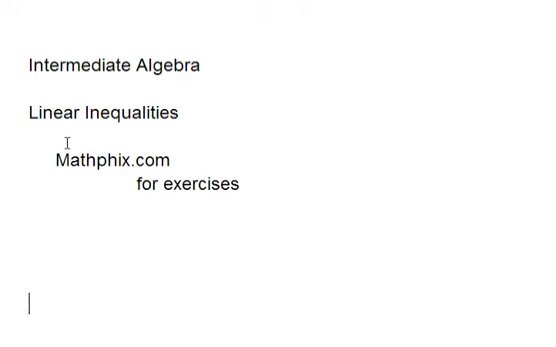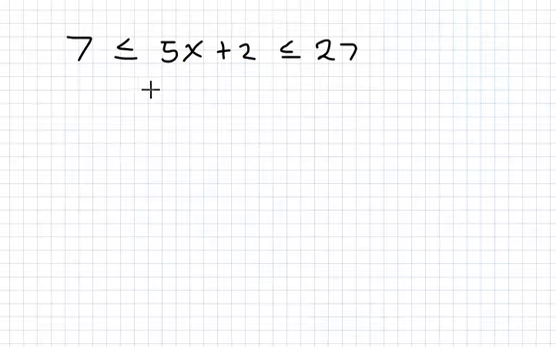We're working linear inequalities in intermediate algebra. So we have this inequality and we want to find the solution set. So what I'm going to do here is I'm going to go ahead and subtract 2. We have a positive 2 in here, so I'm going to subtract 2 from everything.